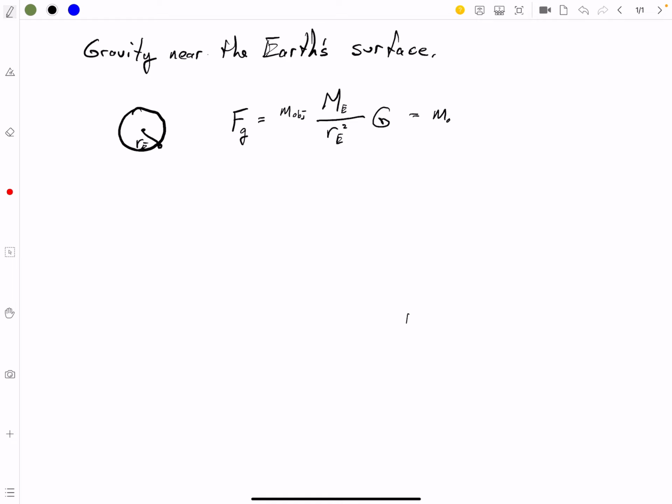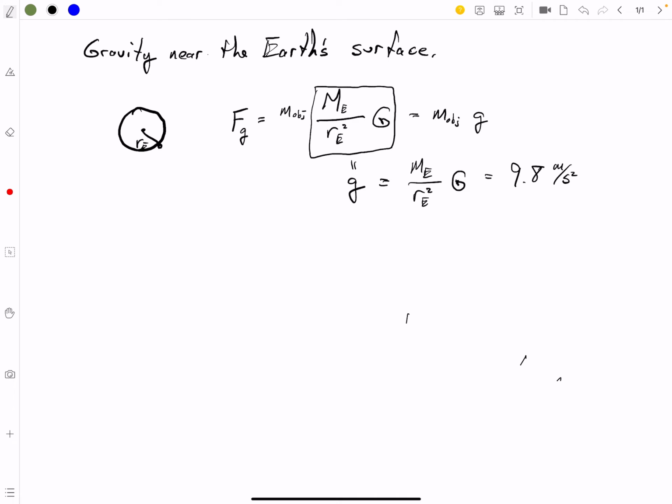M object times G. What does that mean? That means this is G. Okay? So G equals mass of the Earth divided by the radius of the Earth squared times the gravitational constant. And we typically use 9.8 meters per second squared.